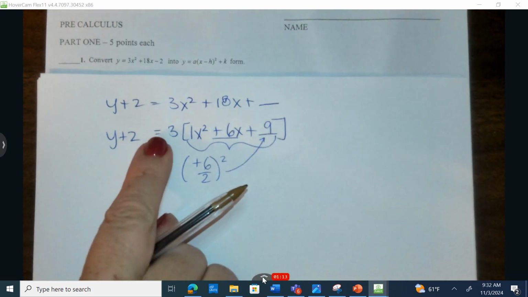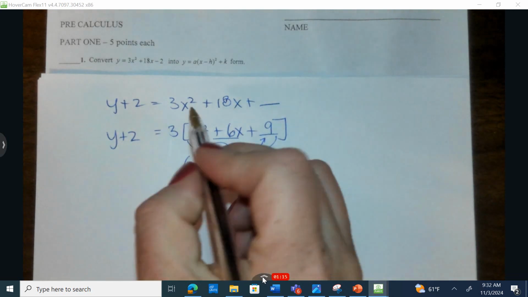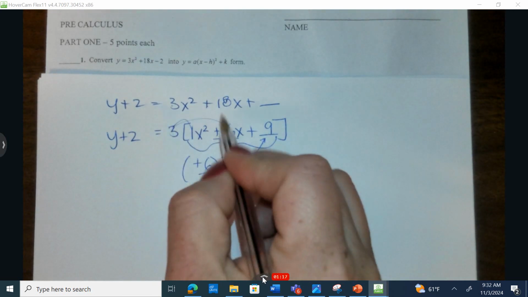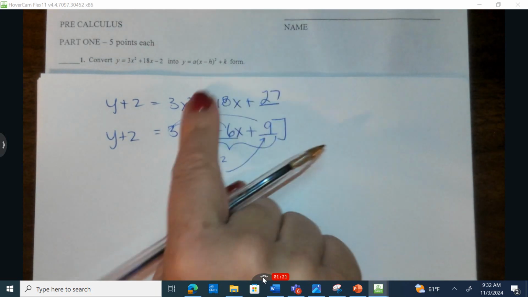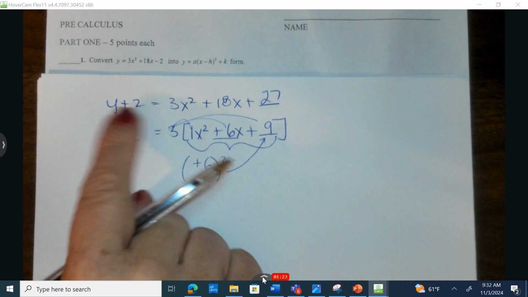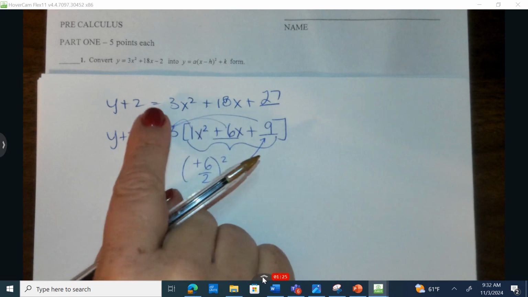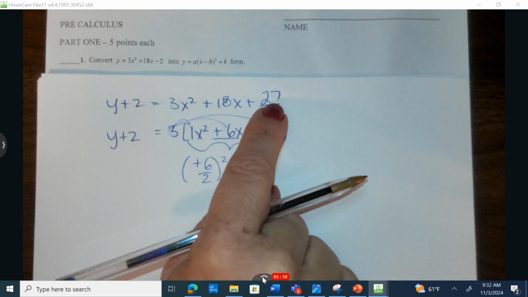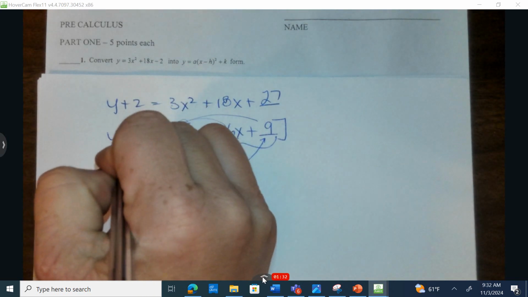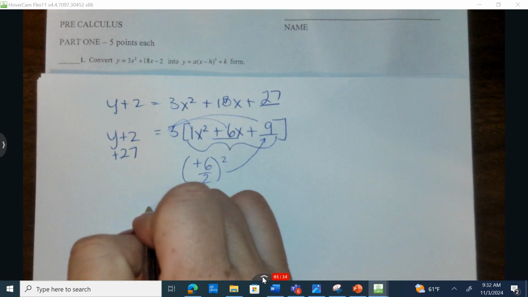But in fact, I did not just add 9 to the right. Notice 3 times 1 is 3, 3 times 6 is 18, 3 times 9, I just added a value of 27 to the right-hand side. An equation must keep the left and the right-hand sides equal. So if I added 27 to the right, I must also add 27 to the left to keep it balanced and equal.